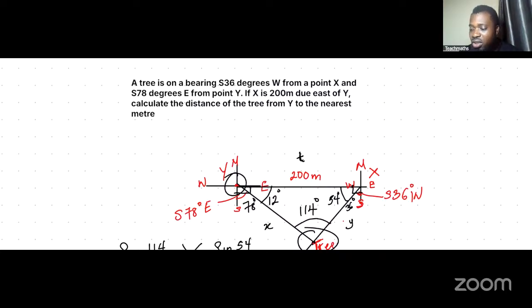Now, for those who are just joining this live session, what we are solving is this application question on sine rule. And then we discovered that it's always best for you to read the question through before you start solving. That gives you a better idea of what to do and how to go about the question. So at this point now, we are finding the distance between Y and the tree.